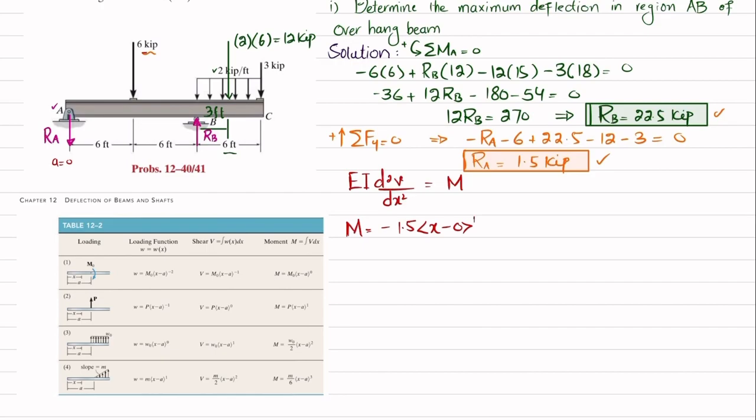The second load is this 6 kips load, and this is downward, so same, minus 6 into X minus, now A is equal to 6, so X minus 6 power 1. The third load is RB, and it is upward, so it will be positive. Moment will be P into X minus A, where P will be replaced by RB, which is 22.5. Here A is now 6 plus 6, which is 12 feet. So X minus 12. And there is a uniformly distributed load.